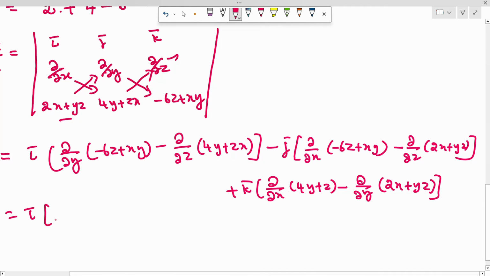i vector into dou by dou y of, there is no y here. Here y is there, y will be 1, we will get only x. Dou by dou z, there is no z in the first term, 0. Here z is there, z will be 1, we will get only x. Here one negative sign is there, which is minus x.